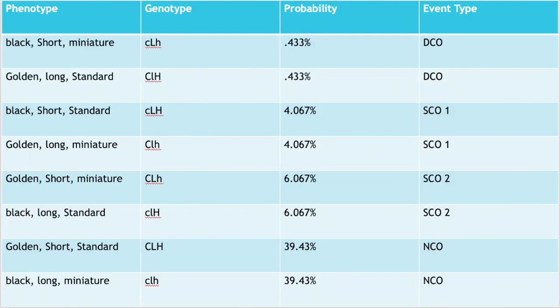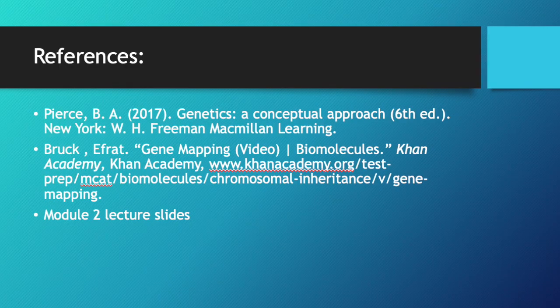This chart displays the phenotypes, genotypes, probability, and event type for each crossover. You can see that a double crossover event has the lowest probability, while no crossover has the highest probability percentage. Additionally, because the R2 distance is greater, that explains the higher probability percentage compared to that of R1. I hope that you have found this video to be informative and helpful.